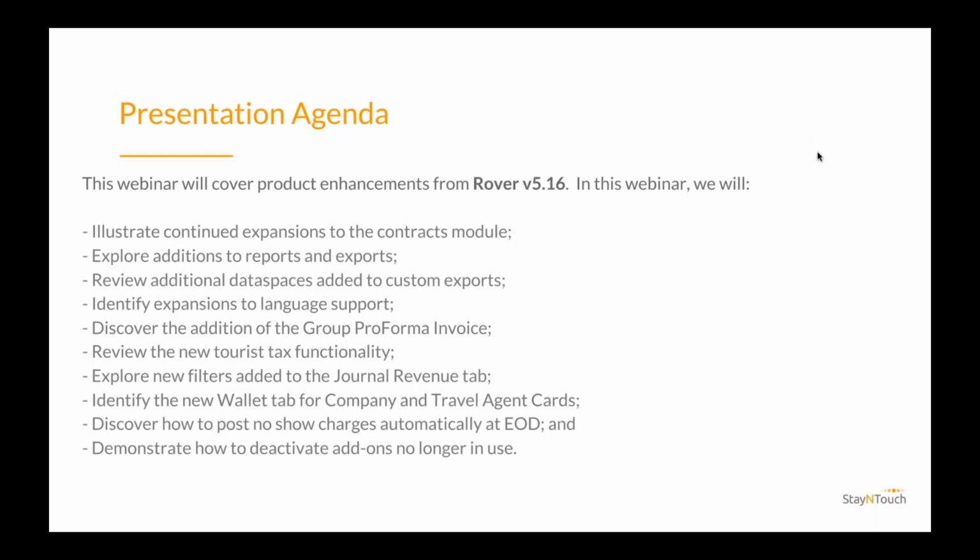All right, and we have one other question. Will the ProForma invoice show the tax also? Yes, it will. It will show room tax and any other add-ons that you may have pertaining to either the room charge code or the group itself that's billed.